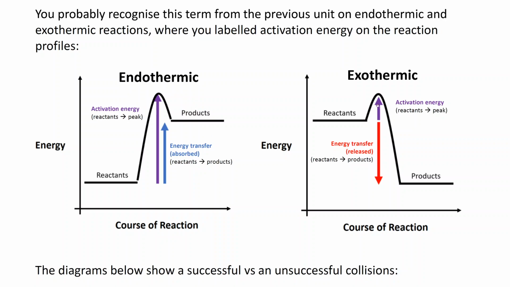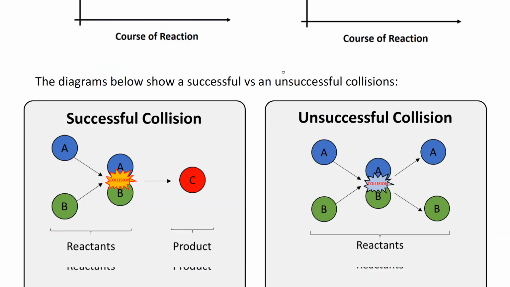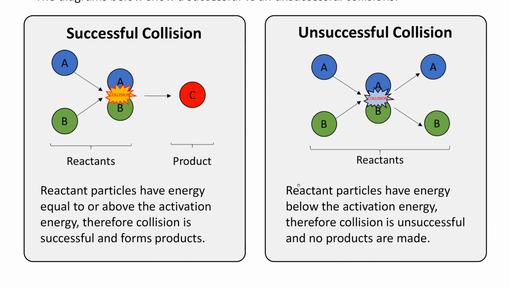Now let's link that activation energy now to this idea of a collision between reacting particles. So here what I've done is drawn some images to illustrate a successful versus an unsuccessful collision. A successful collision is one in which the reactant particles have energy equal to or above the activation energy. And this collision is successful because the collision results in the formation of a product. Here I have an unsuccessful collision. These reactant particles didn't have energy equal to or above the activation energy. They had energy below the activation energy. So therefore, when they collided, they didn't convert into products.